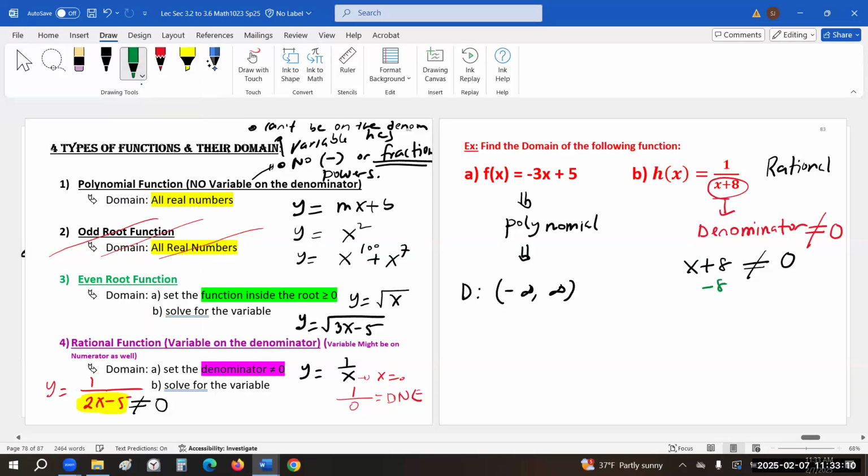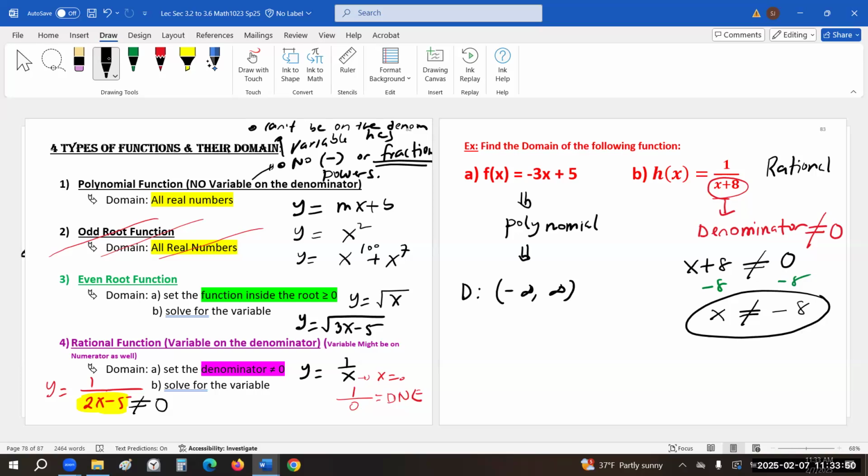We subtract 8 from both sides. We are solving for x. So we see that x cannot be negative 8. Because when x is negative 8, then negative 8 plus 8 becomes 0. But we don't want to have 0 in the denominator. That means from the entire number line, we can plug in any number for x. There is only one number that we cannot plug in, which is negative 8.